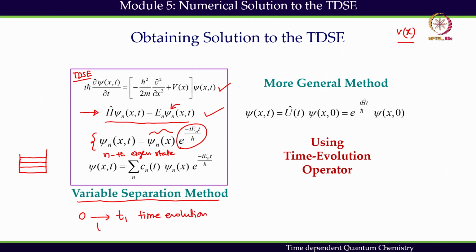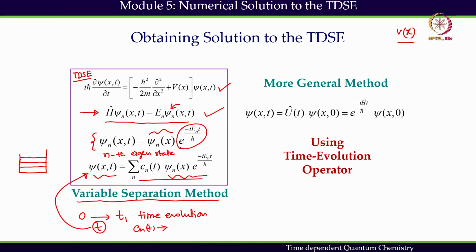Within this time, at any time t, if I have to present the wave function, that will be presented by the linear combination of these states, where Cn is the time dependent expansion coefficient, which will control what is the contribution of each of these functions to the total wave function, time evolving wave function. So that's the way we have seen variable separation method and its usage in solving TDSE.